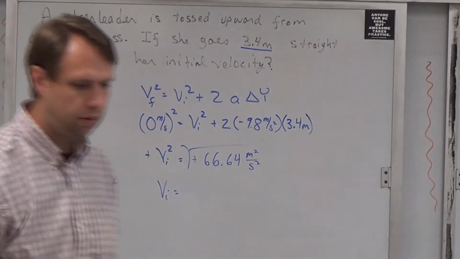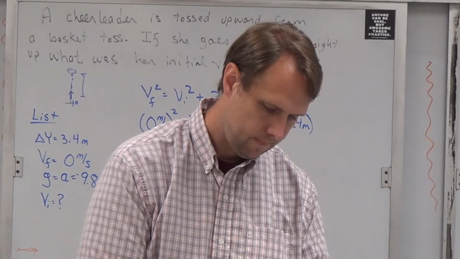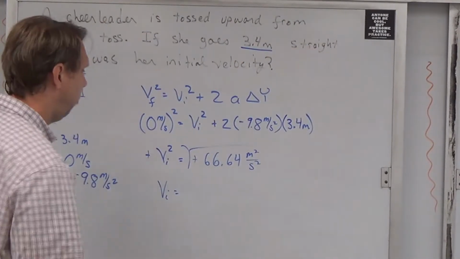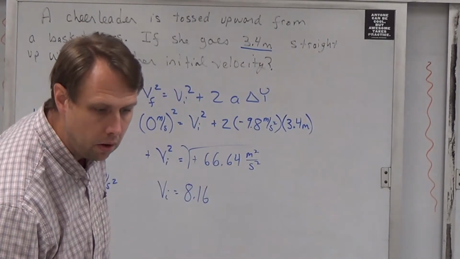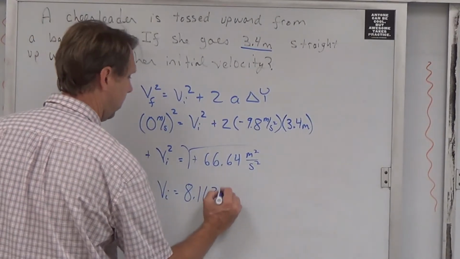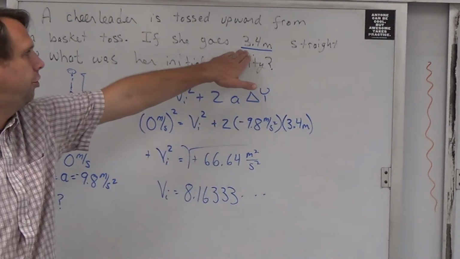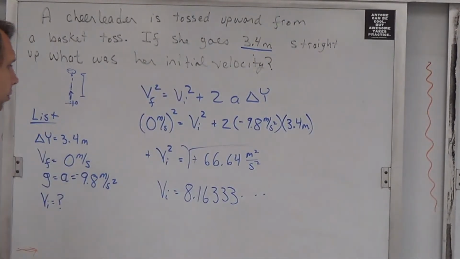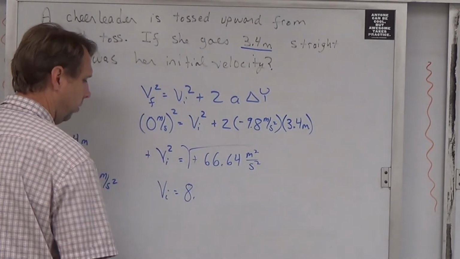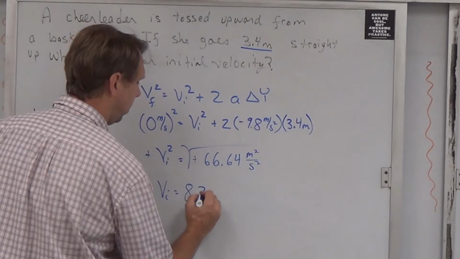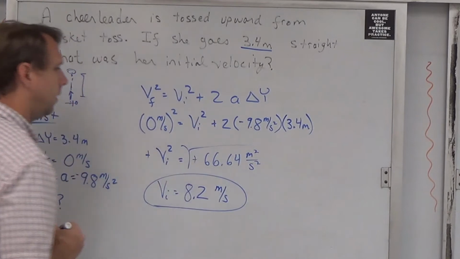So square root of 66.64, I'll go ahead and get that. And we get 8.16333, and it continues. But how many sig figs was I given in my question? 2. 2 sig figs in the question, so I should only report my answer to 2 sig figs. So you'd want that to be 8.2 meters per second. All right.